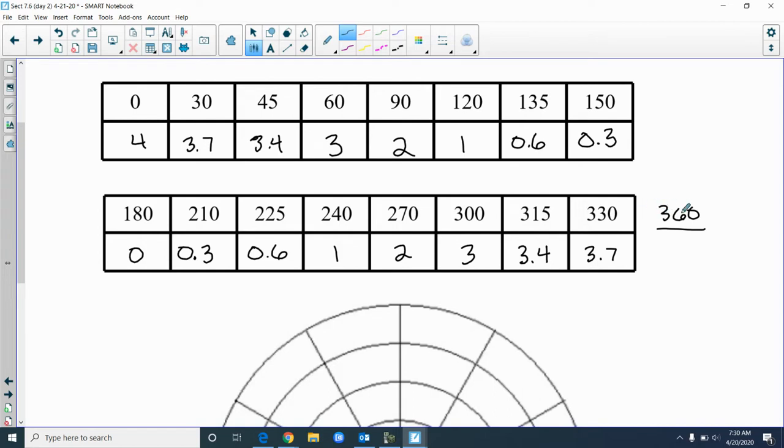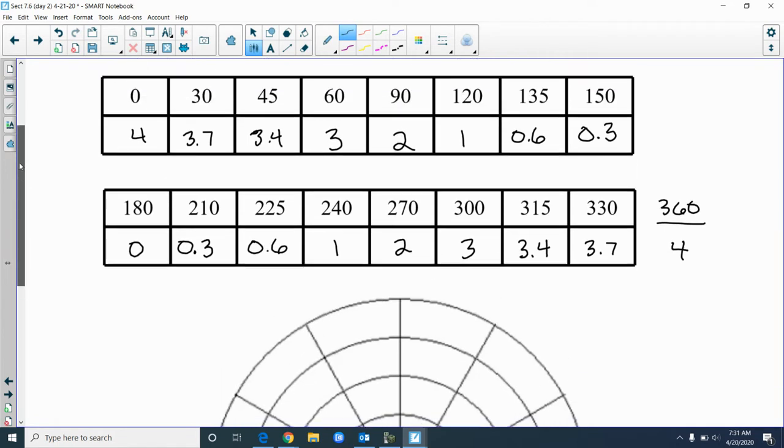Now, 360 degrees, I know I don't have it listed as you look at your chart, but I like to put this down as well. But 360 should be exact same thing as 0, okay, because they're equivalent. So that's going to be 4. So that just kind of ties everything together. You can really just go back to 0 degrees, but I just like to have it there.